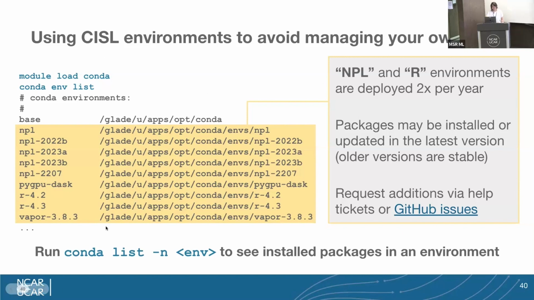You can also see all the different packages inside an environment by doing conda list -n and then whatever environment that you want. You'll see everything listed there.